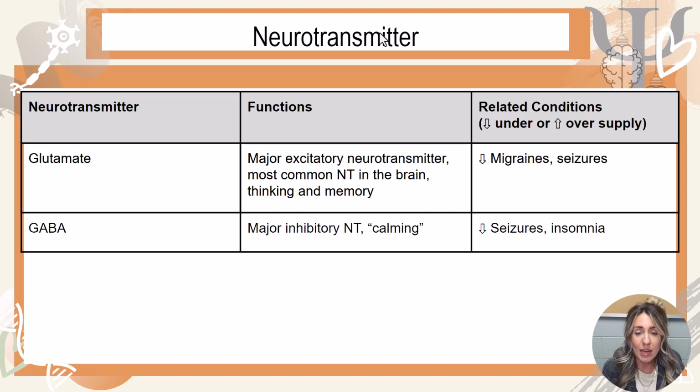And GABA is like the opposite of glutamate in that it's the major inhibitory neurotransmitter. So the major job of this neurotransmitter is to slow a message down or even stop a message from sending, depending on the location and all those things. It is a calming neurotransmitter. And if you don't have enough of this one, it could also lead to seizures. It could lead to insomnia.